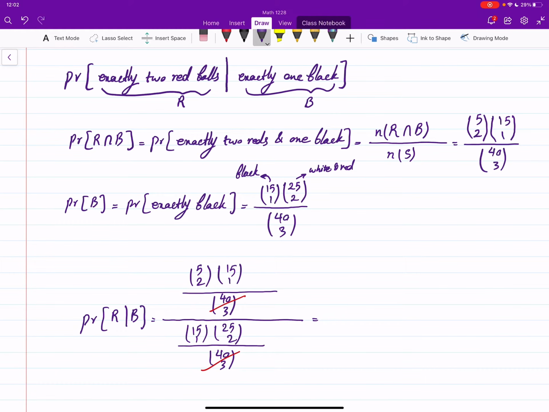Now 5 choose 2 is 5 times 4 divided by 2. 15 choose 1 is just 15. There's only 15 ways to choose 1 out of 15 different distinct objects. This is 15 in the denominator and this is 25. I'm just using the formulas we have for choosing, yes.